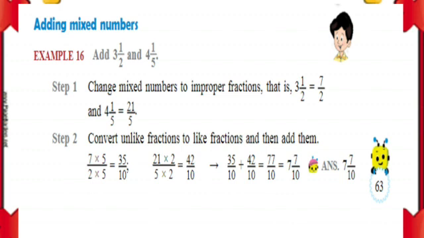So 7 by 2 will be equal to 35 by 10 and 21 by 5 is equal to 42 by 10. Then you add these two fractions. So 35 by 10 plus 42 by 10 will give you 77 by 10. As the answer is an improper fraction, you will convert that into a mixed number. So you divide 77 by 10. The answer you get is 7 7 by 10, which is the required answer.